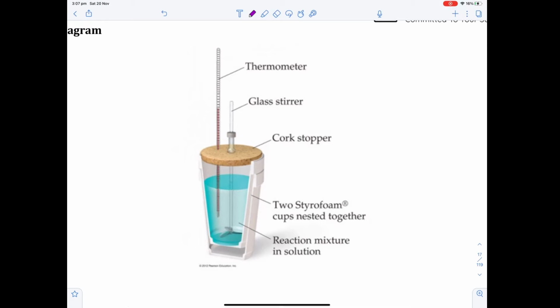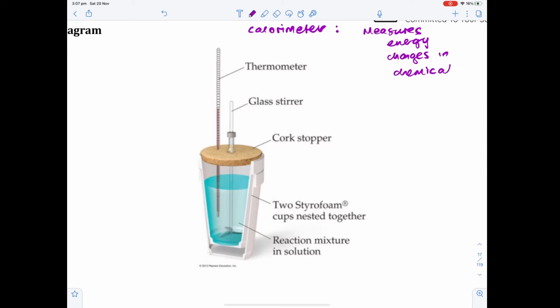Okay, so this is what we call a calorimeter. It is an instrument that measures energy changes in a chemical reaction. And a calorimeter is used in calorimetry. What does metry mean? Yeah, the measure of something. What does calor mean? It reminds you of calorie, which is a unit of energy. So calorimetry is measuring energy. And what instrument do you use to measure energy? Calorimeter. How easy is that?